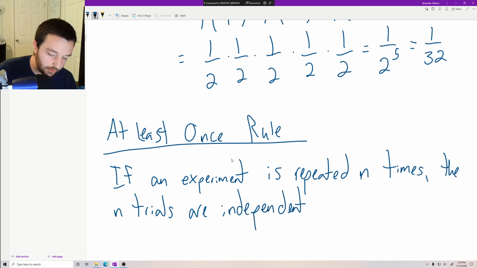So this would be something like the last problem we did, like getting tails 5 times in a row. Your experiment is flipping the coin. You do that 5 times. Here we're just using n as any number. All the 5 trials are independent.